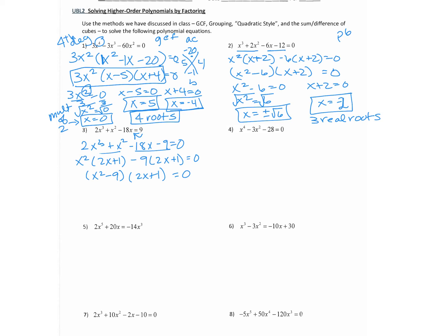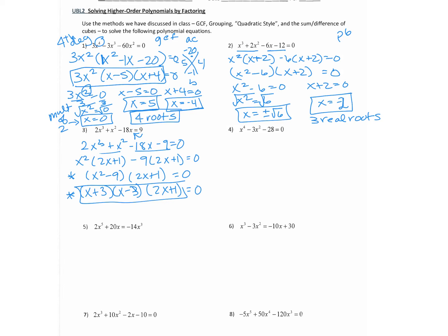But it is not fully factored. So it depends on what your question asks you. If your question's asking for it to be fully factored, you do need to take a moment and write this as x plus 3 and x minus 3 because this is the difference of two squares. This is fully factored.